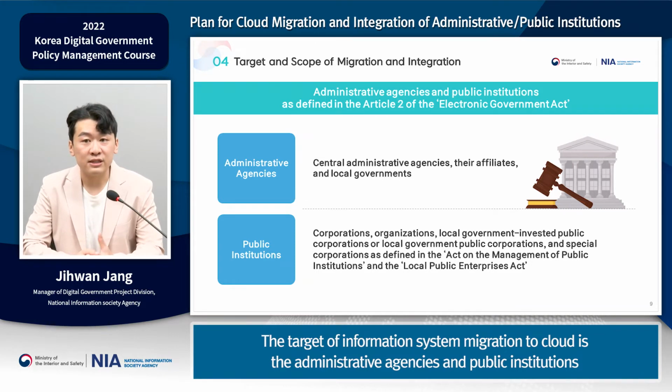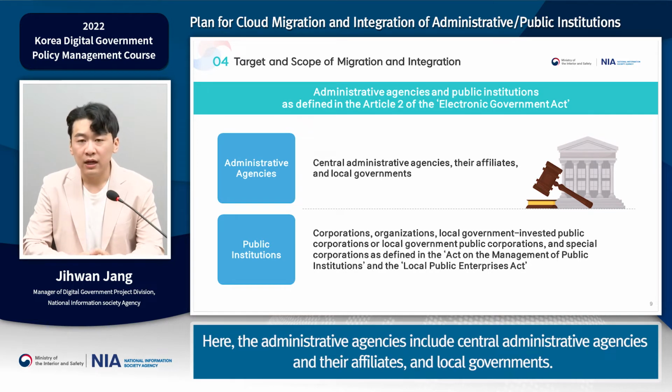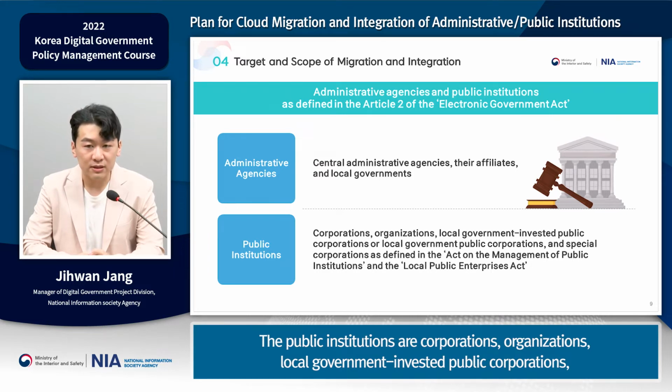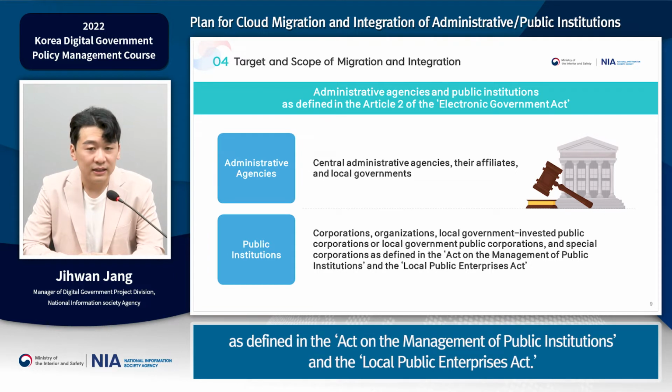The target of information system migration to cloud is the administrative agencies and public institutions as defined in Article number 2 of the Electronic Government Act. Here, the administrative agencies include central administrative agencies and their affiliates and local governments. The public institutions are corporations, organizations, local government invested public corporations, local government public corporations, and special corporations, as defined in the Act on the Management of Public Institutions and the Local Public Enterprise Act.